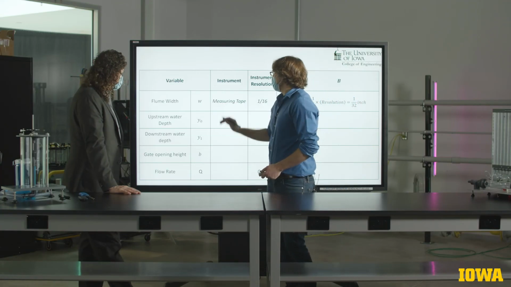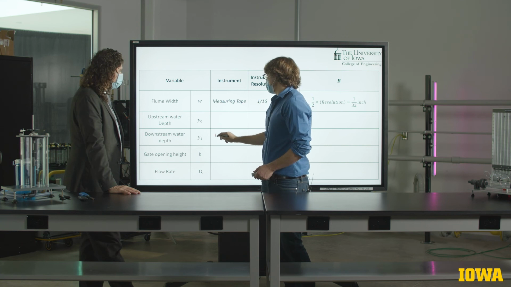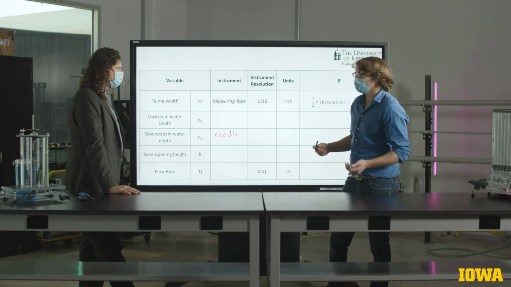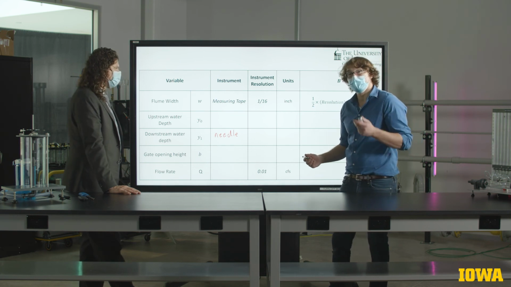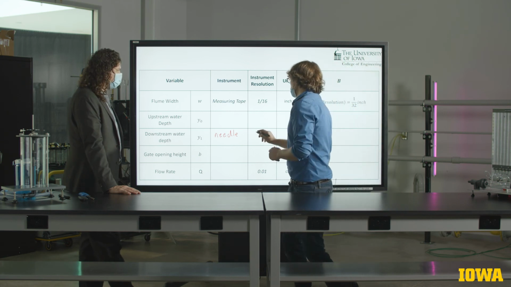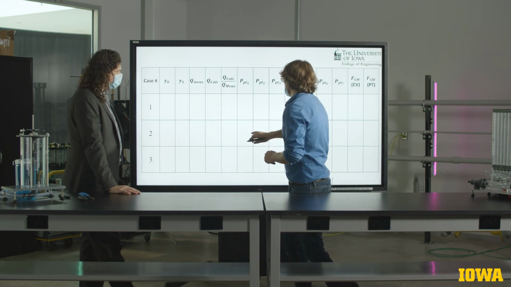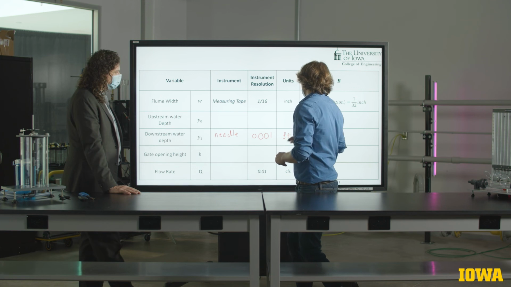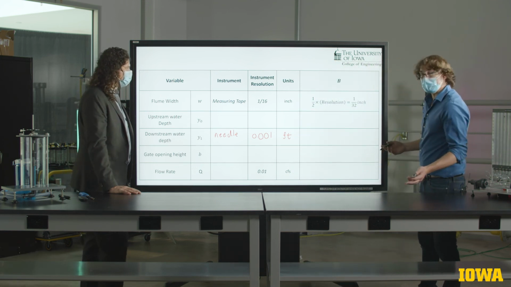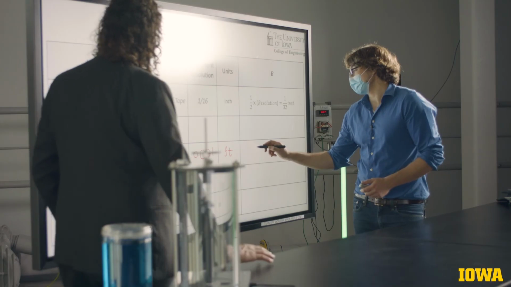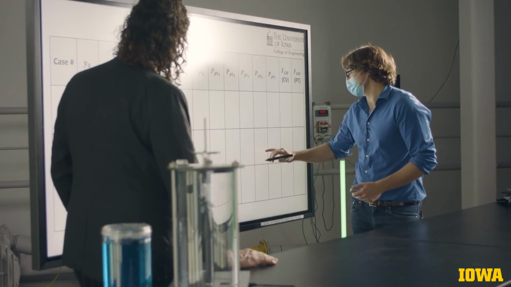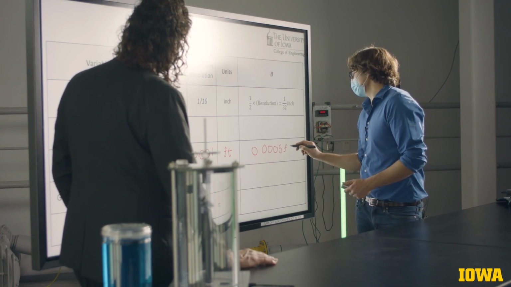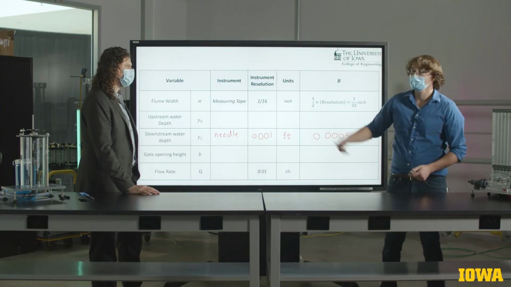So the downstream water depth, you may recall, was measured using that needle gauge, which we'll go ahead and write as needle. That needle gauge was equipped with a vernier scale that measured to the third decimal point in feet, giving us a resolution of 0.001 feet. And taking half that resolution as our estimate of the bias limit, we end up with 0.0005 feet as our value of B sub Y1.